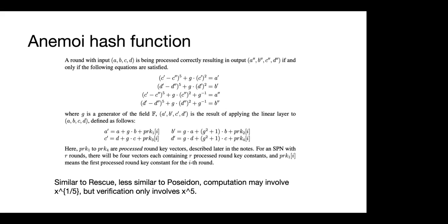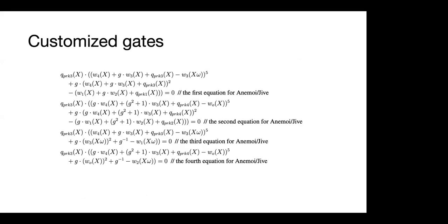remember that the quotient polynomial's degree has something to do with the degree of the left-hand side and right-hand side of the equation. So you want to make sure that it's not too large. And in this case, we are very lucky that it can be controlled. And now the idea of doing customized gates is actually straightforward. So this is basically our design eventually.